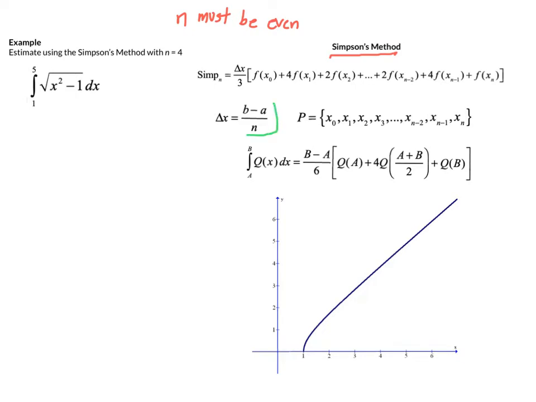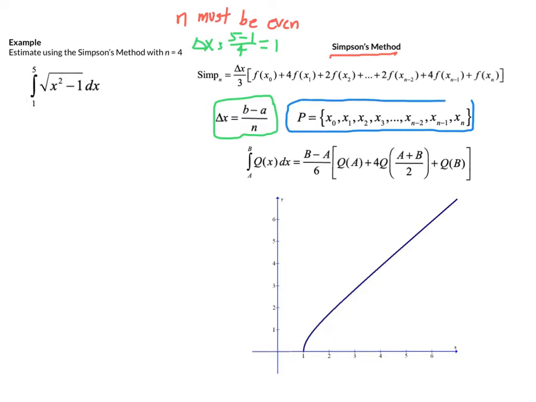For instance, delta x, the width of the subintervals, is b minus a over n. So in this example, we're looking at delta x being equal to 5 minus 1 over 4. So delta x is 1. And that defines what we call the partition. The partition is the set of cut points that define the endpoints of each subinterval, where we basically start at a and we just move across the x-axis by delta x's until we reach b.